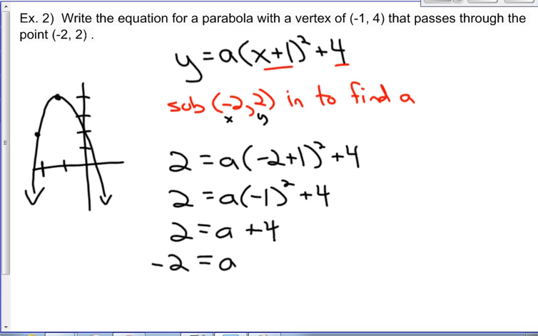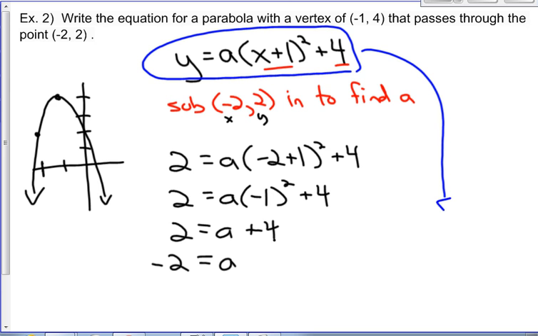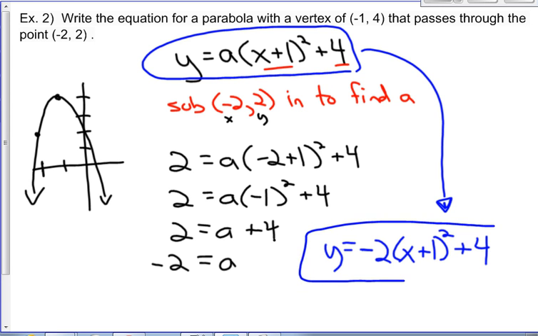So finally, we can take this initial statement and fix it up so that it has the proper a value. Negative 2 times (x plus 1) all squared plus 4. If you took some graphing application and plugged that in, you would get exactly the graph we're talking about here. A parabola that goes through that point and has that vertex.